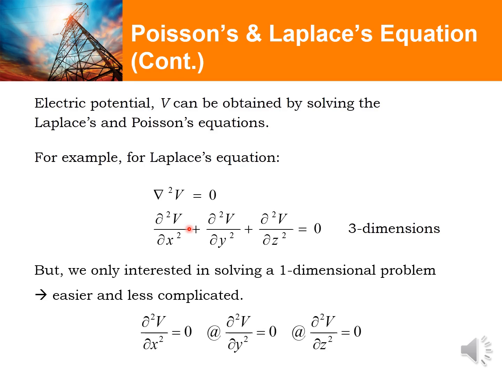A one-dimensional problem involves either del square V over del x square, or del square V over del y square, or del square V over del z square. For the sake of our analysis, we are going to use del square V over del x square equivalent to 0.